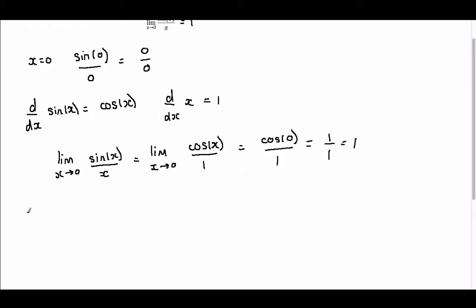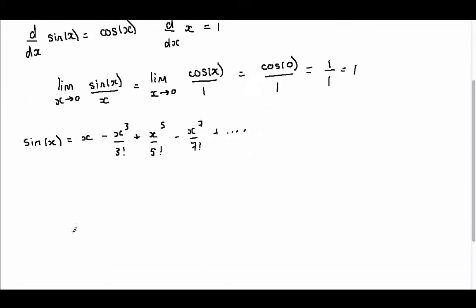Now, as an aside, in a later section we will see that sine x can be written as x minus x cubed over 3 factorial plus x to the 5 over 5 factorial minus x to the 7 over 7 factorial, etc. And we can use this result, this is known as the Maclaurin series for sine x, to also calculate our limit.